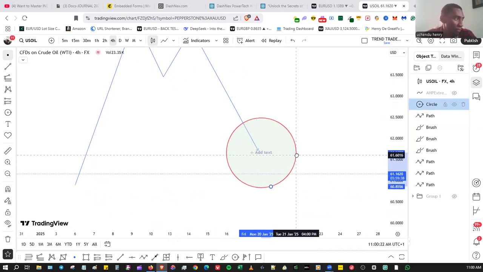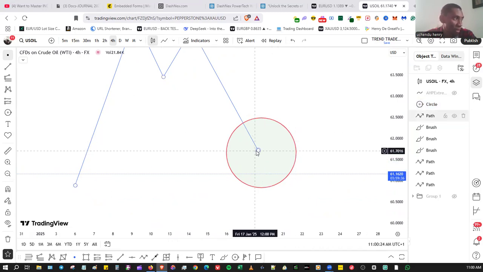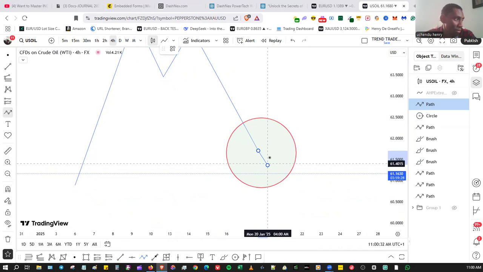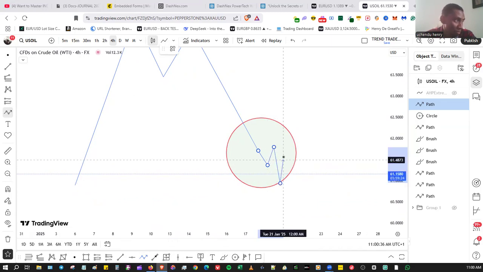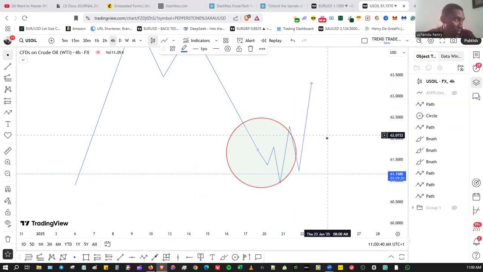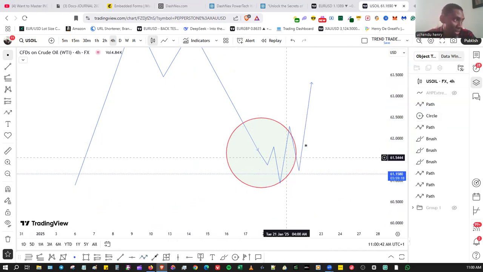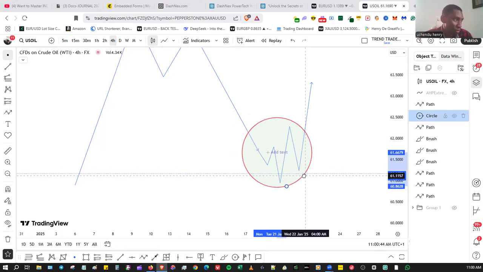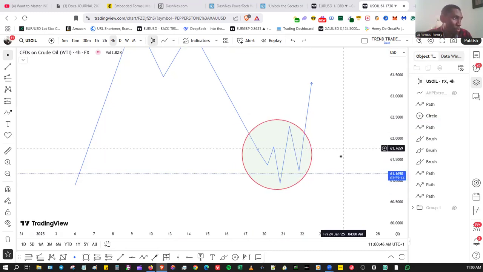Now, on the lower time frame, when price drops here, on the 15 minutes time frame, on the lower time frame, we want to see something like this. It could be in this form. That is what we want to see, something like this. This is the first one. It could be in this form.